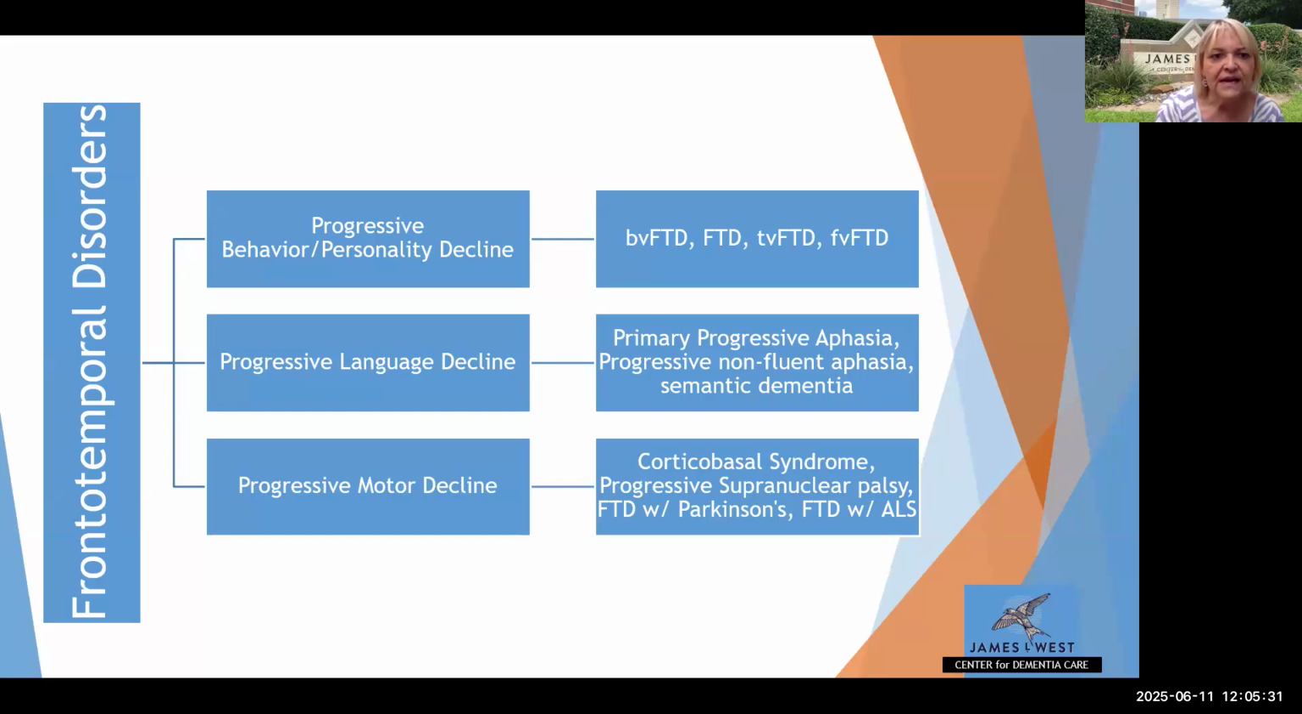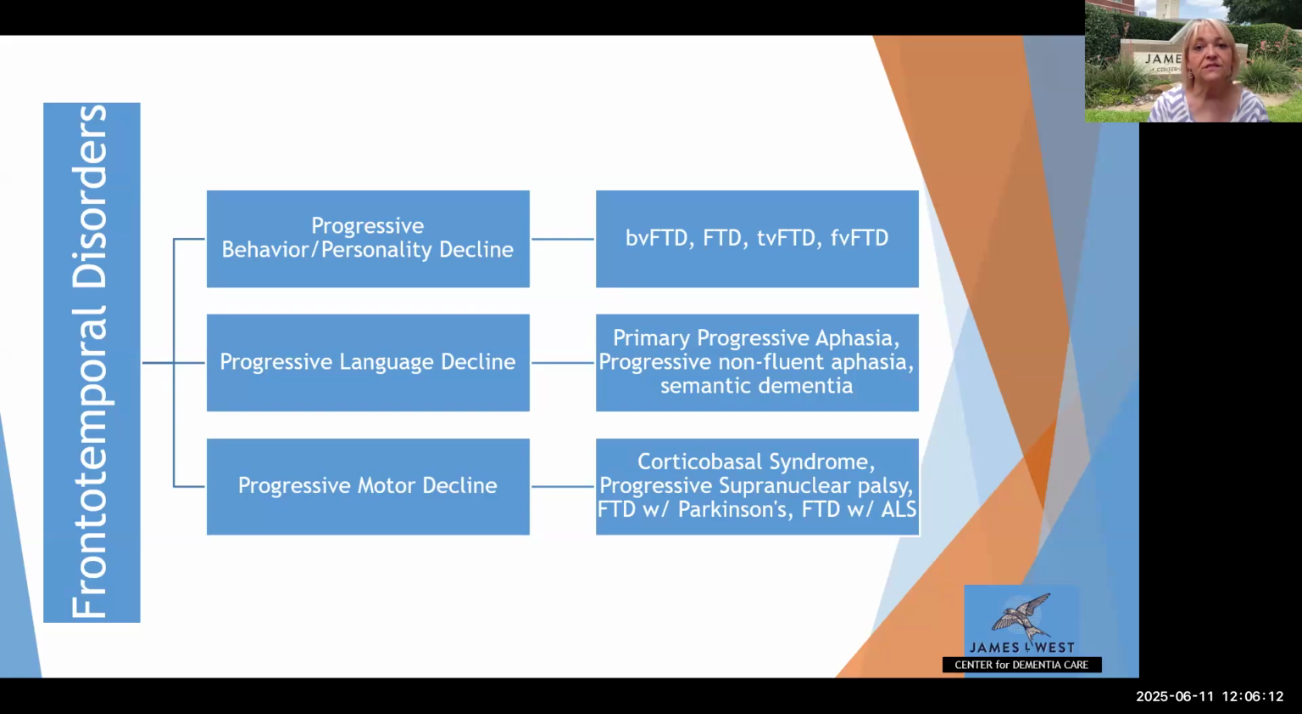So here are those disorders. And again, as we continue to break them down, the progressive behavioral personality decline we see more in the BVFTD. And then these are also some of the things that they're called. It may be called TVFTD, FVFTD. There's the progressive language decline that we see in primary progressive aphasia. That's what Bruce Willis has started with. It was the aphasia. Progressive non-fluent aphasia and the semantic dementia. And there's the progressive motor decline in people who have corticobasal syndrome, and we're going to break these down, progressive supranuclear palsy, FTD with Parkinson's, and FTD with ALS.